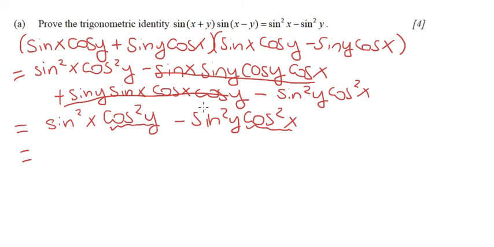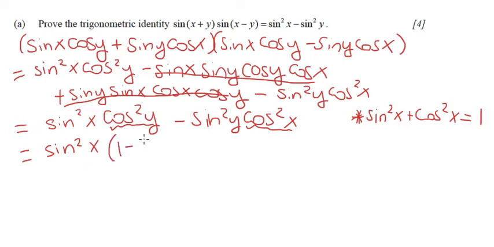So remember, what was your Pythagorean identity? Your Pythagorean identity was, and this is really important because for most of the questions, you're probably going to be using this, sine squared x plus cos squared x equals 1. It doesn't necessarily need to be x, it could be y, it could be a, it could be phi. So we're just rearranging that to change our cosine squared y into 1 minus sine squared y.